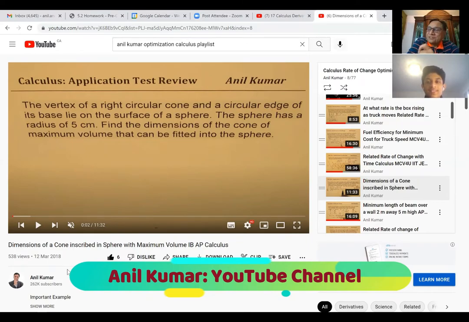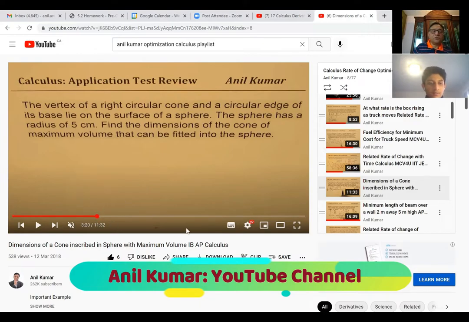fitted into the sphere. You see that? You have to read the statement till the end and make it absolutely clear that the cone is within the sphere. You get the idea? So the tip of the cone and the base of the cone, you can draw it now. You get the idea?